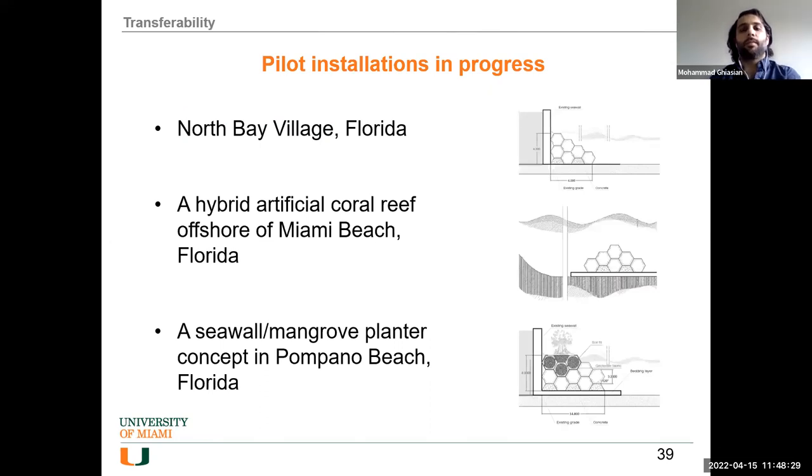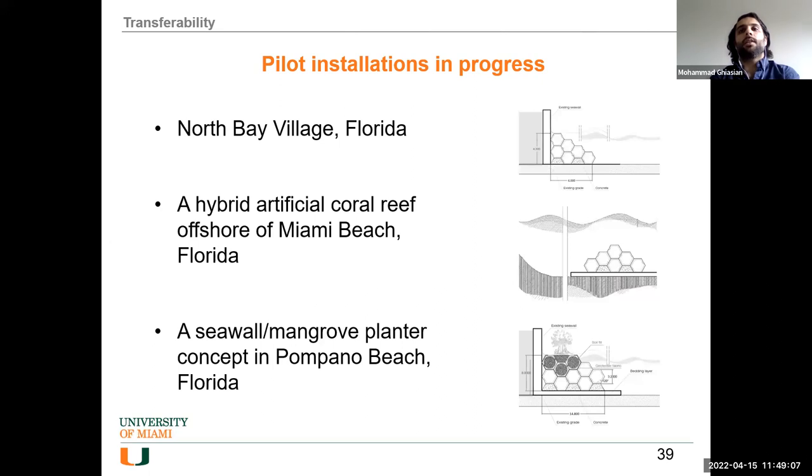Now at the end, I'm happy to say that our research results and studies could contribute to three pilot projects that are going to be implemented in South Florida for designing new coastal protection systems in order to reduce the risk of natural disasters in the future. So we have three pilot projects, one of them in North Bay Village, another in Miami Beach, and the other in Pompano Beach, that are going to start this month for protecting the shorelines.